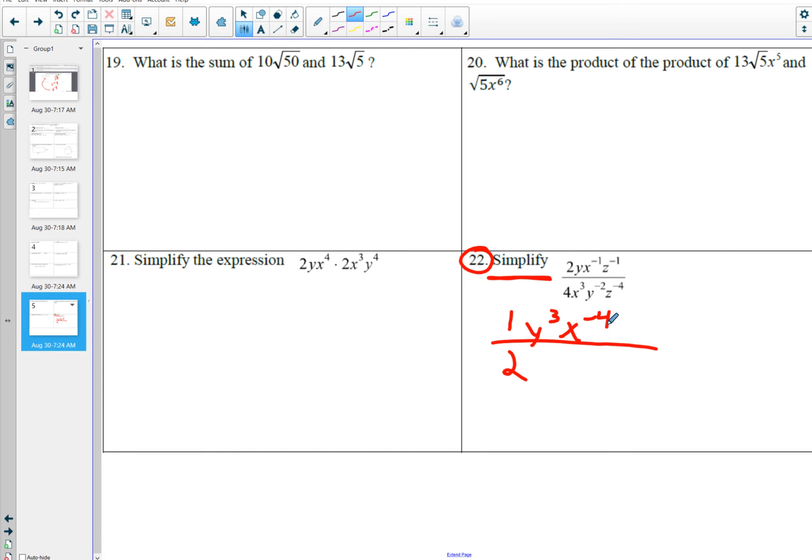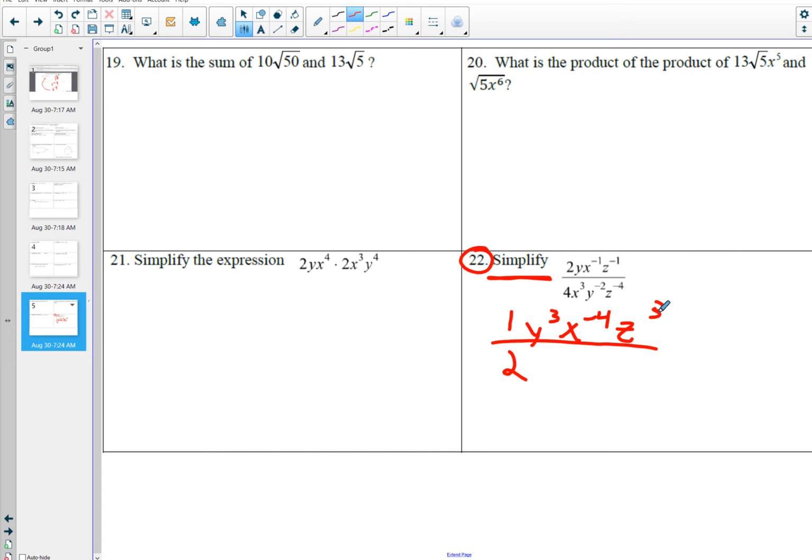So z, -1 minus -4 is 3, good. But again, it has to go on the top, at least at first. Am I done? No. Why not? You have a negative. Good, I cannot leave a negative exponent. So the way I fix that is I drop it as if it was hot.